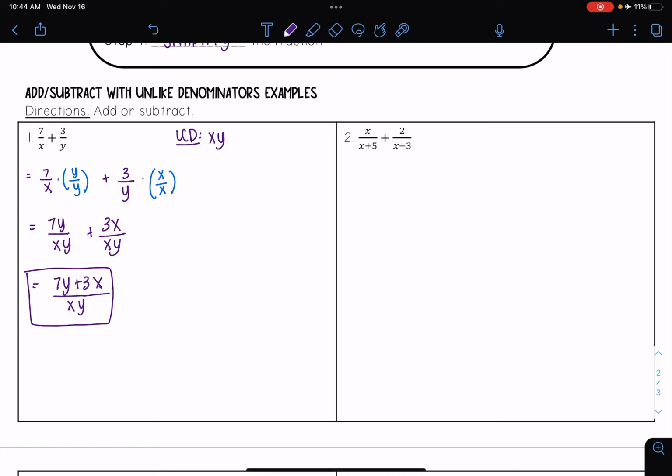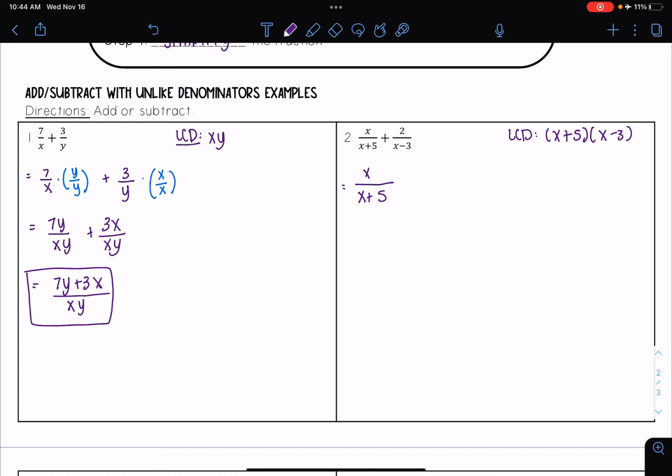Okay, let's look at this next one. This next one I have x over x plus 5 plus 2 over x minus 3. My only 2 factors here are x plus 5 and x minus 3. And so that means that my least common denominator is just those multiplied together. And so next I need to go ahead and multiply both of these by its missing factor.